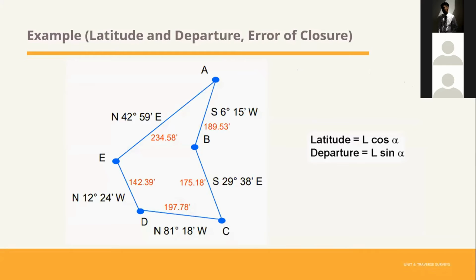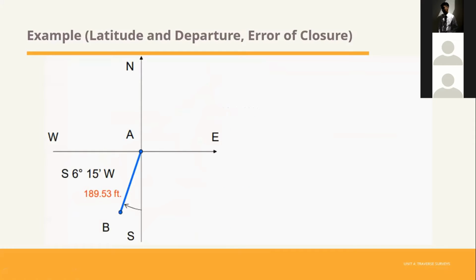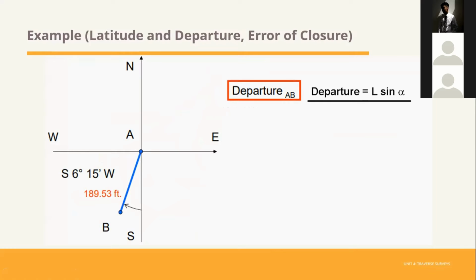So we can see here in our figure below a closed traverse. Our formula for latitude is L cosine alpha, and for departure is L sine alpha. First we need to get this line. In order to get this line, we need to find the departure. The departure is L sine alpha. Since it is west, it is negative since it is going to the left.